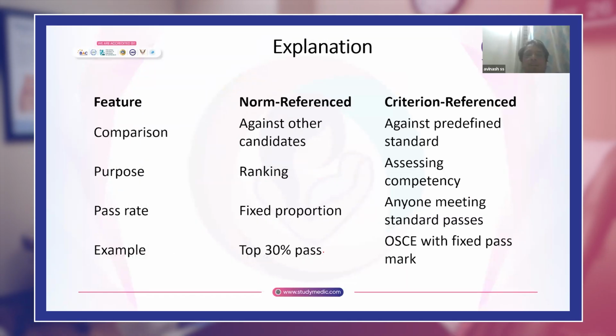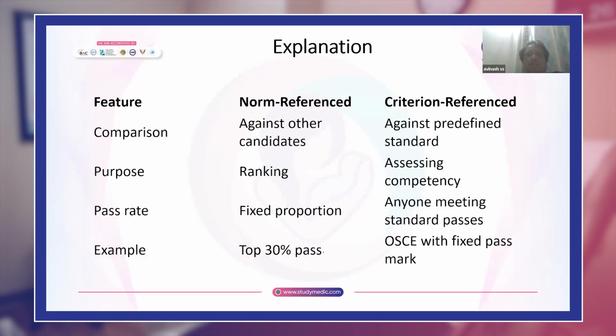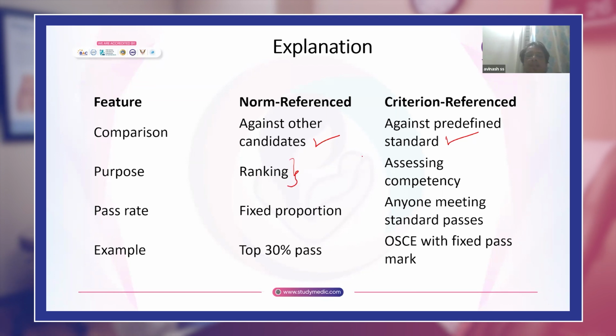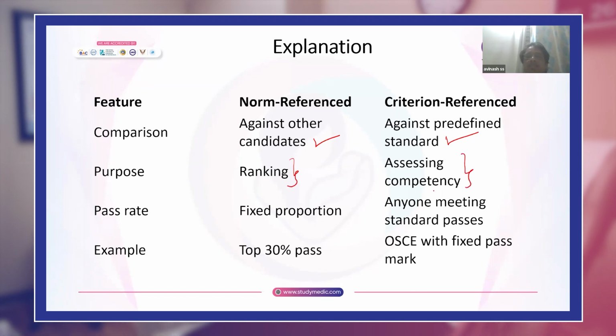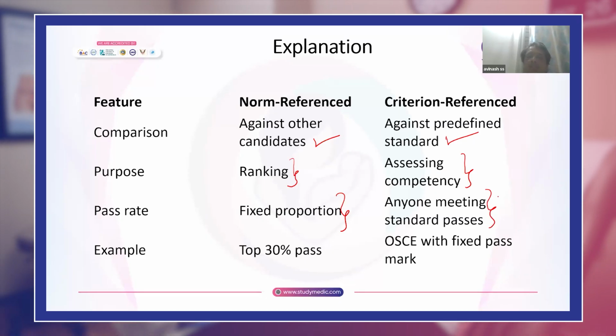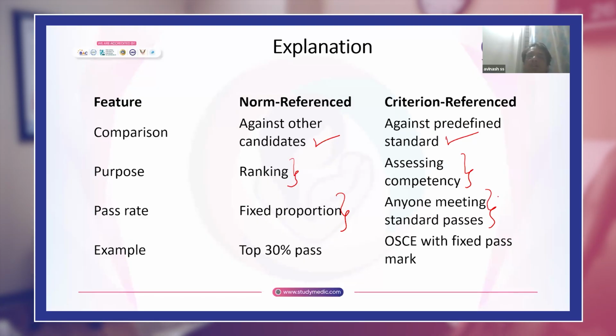So in comparison, in norm referenced assessment the performance of one is compared against the others, whereas in criteria referenced assessment it is compared against a predefined standard. The purpose is to compare and rank in norm referenced, whereas it is to see whether competency is achieved or not in criteria referenced. Only a fixed portion will pass in norm referenced. Anyone who meets the standard can pass in criteria referenced methods. Percentage is an example of criteria referenced, whereas percentile is an example of norm referenced, and interviews are also examples of norm reference based settings of assessment.